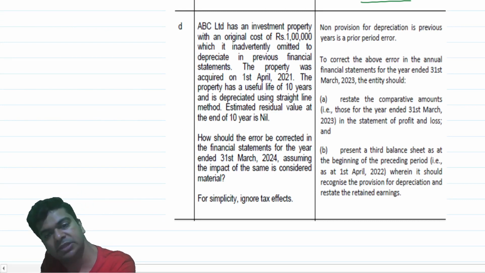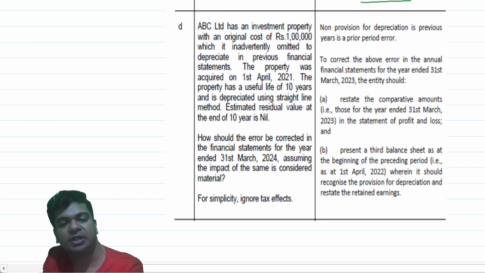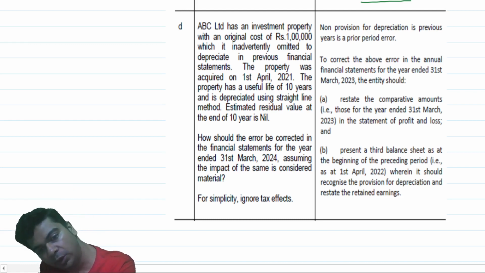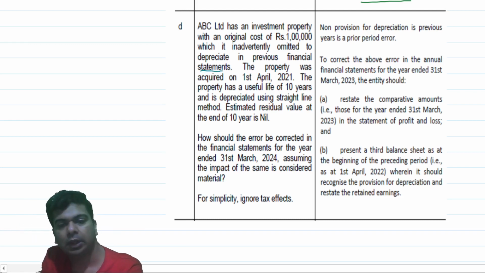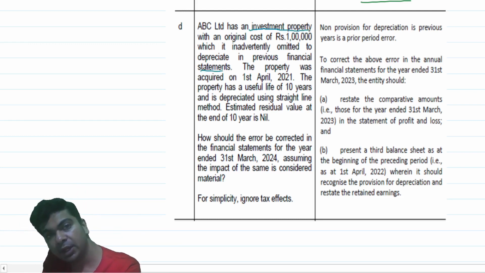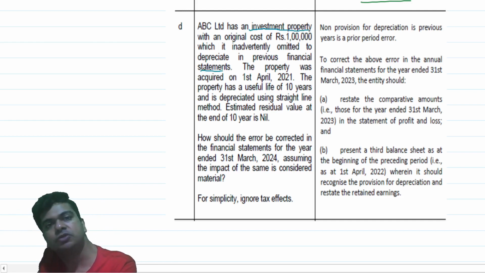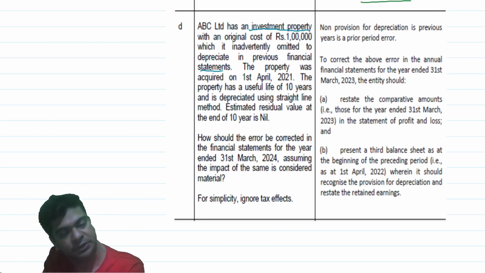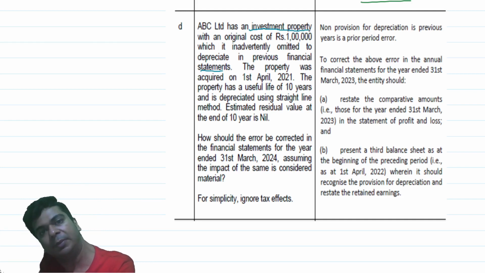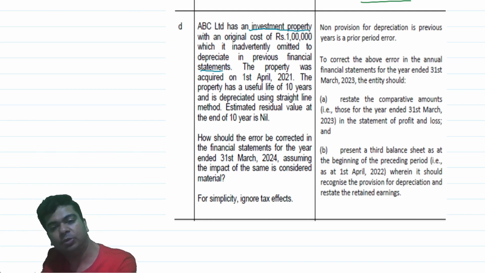ABC Limited has an investment property with an original cost of rupees 1 lakh, which it inadvertently omitted to depreciate in the previous financial statement. You are having an investment property and you have just not provided the depreciation. Ind AS 40 covers investment properties, and as per Ind AS 40, investment properties are also to be depreciated. You have not provided the depreciation.